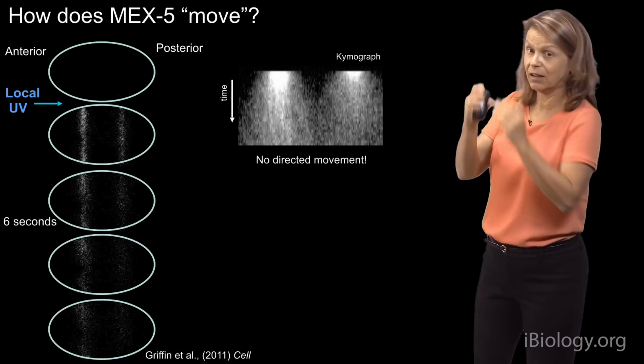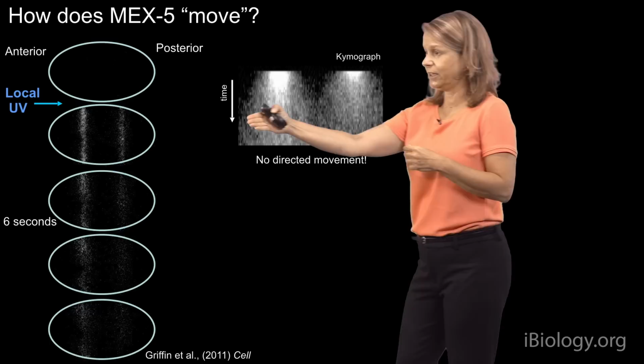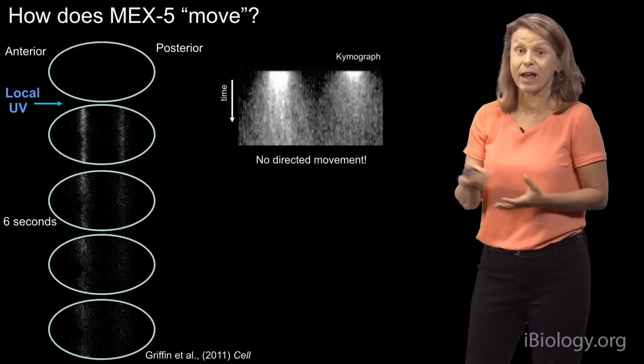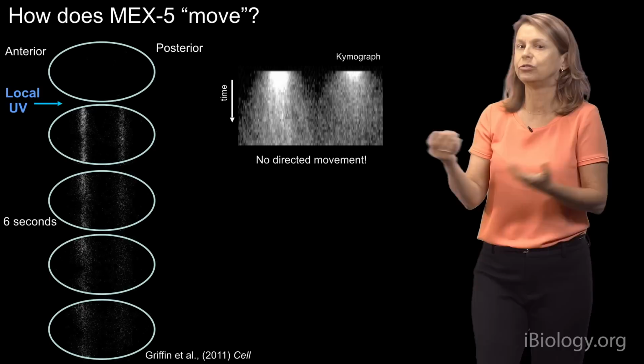So what you might notice is that the protein is diffusing, and it's diffusing in both directions, both towards the anterior, which would be over here, and towards the posterior. So there doesn't appear to be any directed movement. The protein molecules are just diffusing randomly. Okay, so that was a little puzzling because we know that overall there's more protein ending up in the anterior. So how can that be if the protein is just moving around randomly?